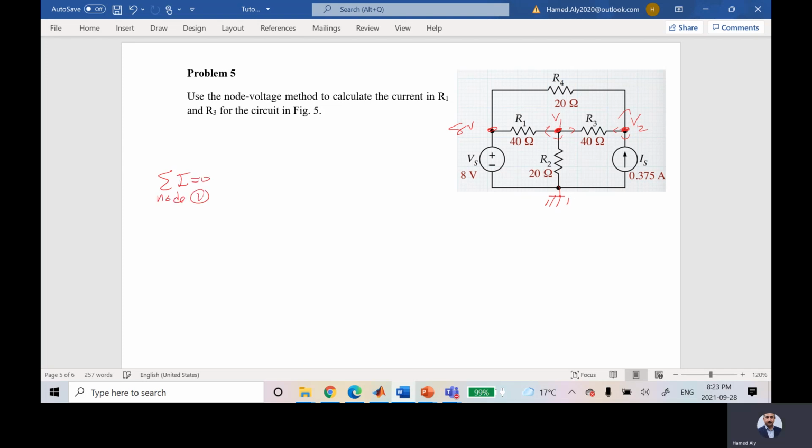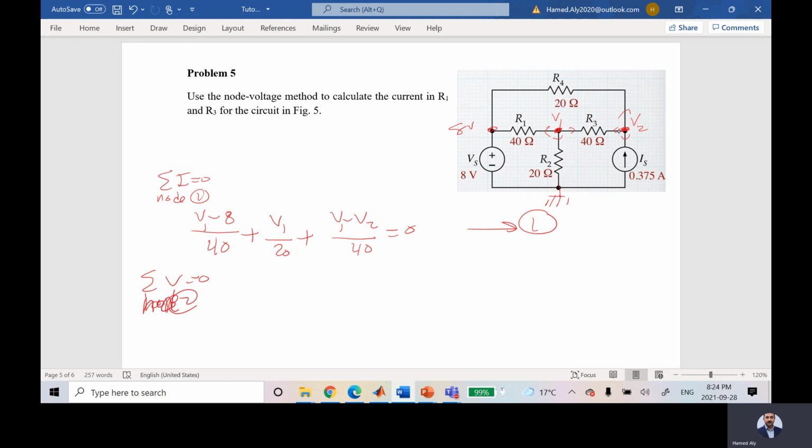So this current is V1 minus 8 divided by 40, plus this current is V1 divided by 20, plus this current is V1 minus V2 divided by 40. This guy is equal to 0, and this is equation number 1. Summation of the currents is equal to 0 for node 2.